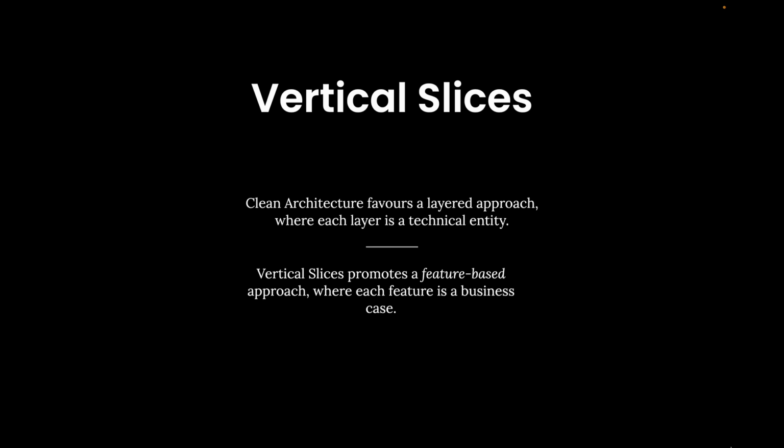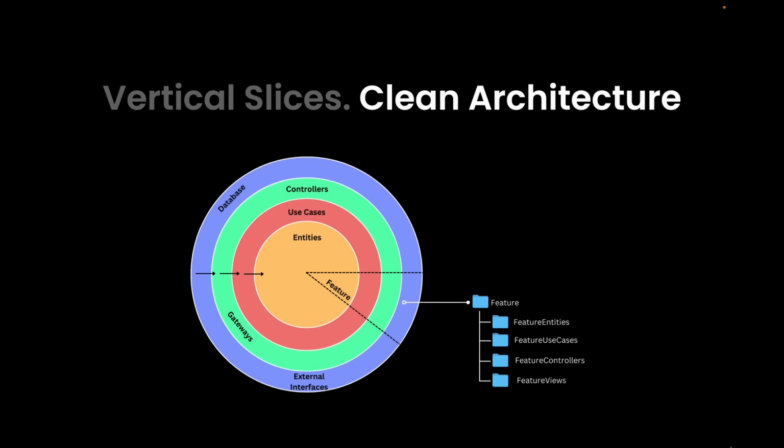Vertical slices solve this problem by promoting a feature-based approach where each feature is a business case. Think of vertical slices as an internal structure for your architecture layers. For example, in clean architecture, we have entities, use cases, controllers, and external interfaces. Now, instead of treating each of them as a separate layer covering the entire app, we slice the application vertically into self-contained features. Each slice contains its own entity, its own use case, its own controller, and its own external interface. Every feature is self-contained inside a slice.